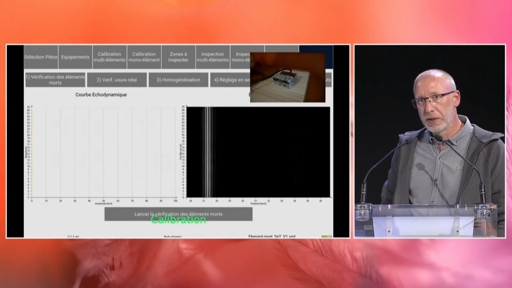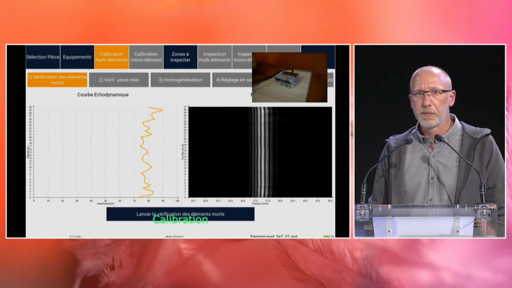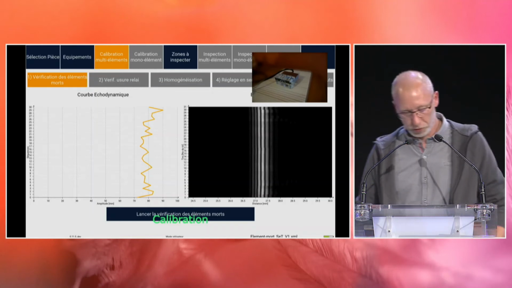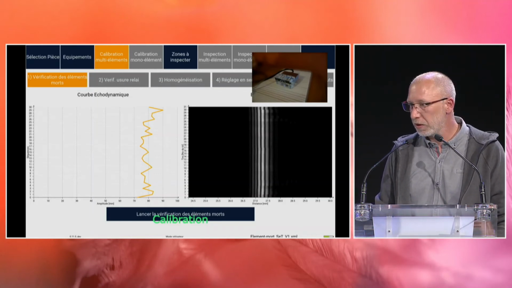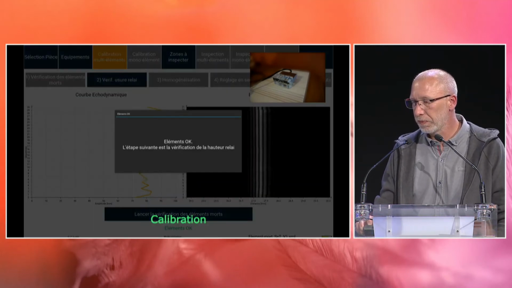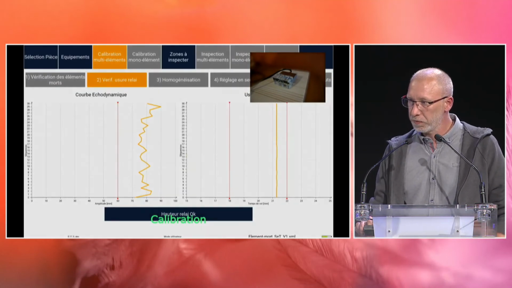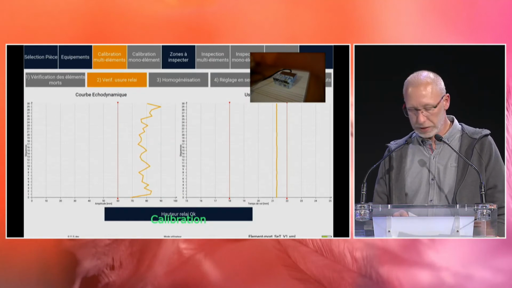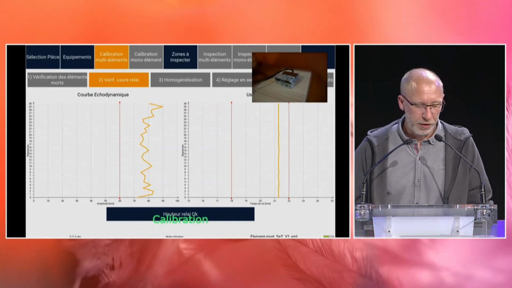First, we are checking the probe and measuring chains. On the left side, we can see each element of the fast array probe. By the software, we are checking if some elements are defective. Now we are checking the delay line. We can see the amplitude of the ultrasonic signal on the left, and on the right is the thickness of the delay line.